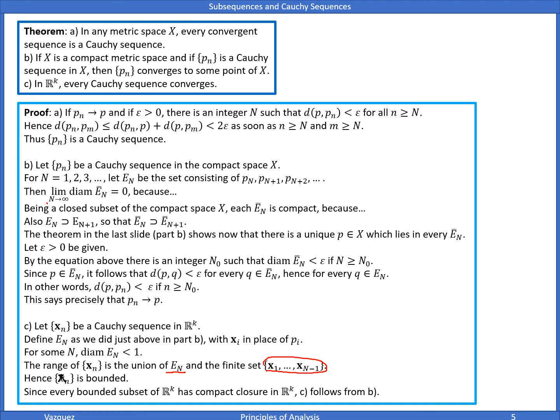So again, we're using a lot of stuff from B here. We're letting our sequence be a Cauchy sequence, but instead of P sub n, we have X sub n. We're using this for defining E sub n, similarly to this, and we're also using this equation.